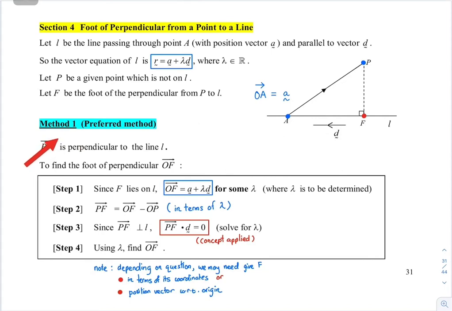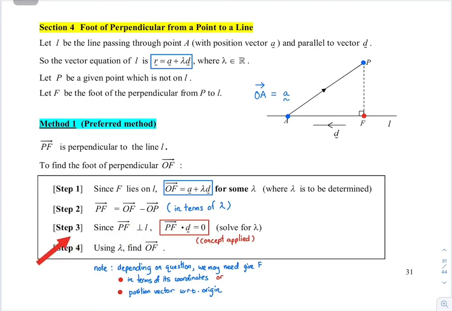The preferred method is method number 1. Now in method number 1, first of all, since F lies on the line L, the position vector of the point F can take the equation of the line L for some value of lambda. We then go ahead to find the vector PF, which will be in terms of lambda.